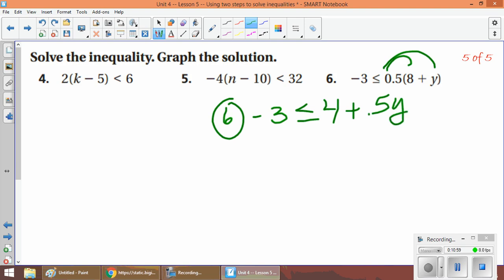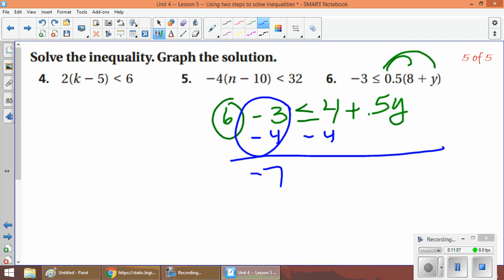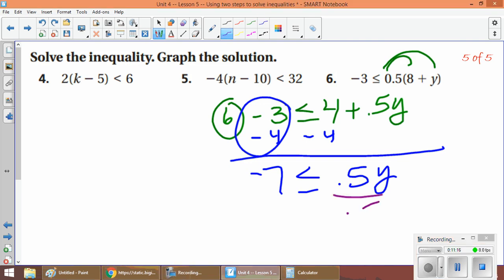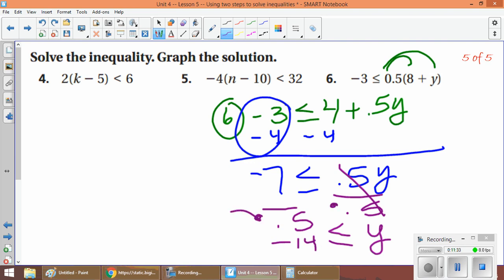Okay, I'd like to get rid of this 4 by subtracting 4. So -3 minus 4 is -7 is less than or equal to 0.5y. Okay, and finally, I want to isolate my variable. So I'm going to divide both sides by 0.5. These cancel, leaving me with y on the right. Bring my inequality down to my solution. And in your calculators, you're going to do -7 divided by 0.5, and you get -14. Notice I divided by a positive.